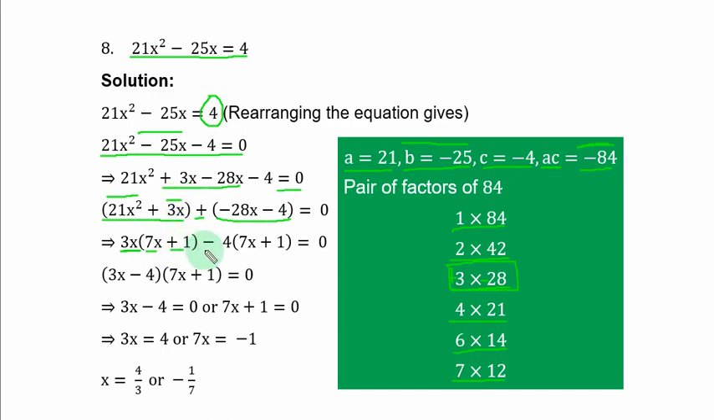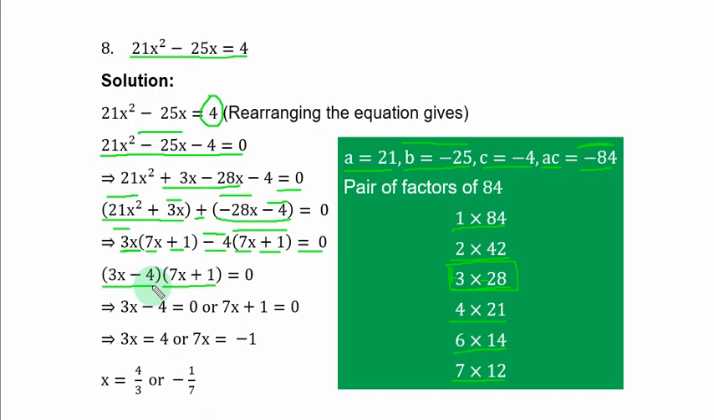From the second group, minus 4 is common. You divide minus 28s by minus 4, you have 7s. You divide minus 4 by minus 4, you have plus 1, because when you divide a negative number by a negative number, the result is positive. Everything equal to 0. Clearly, 7s plus 1 is common. You factor it out, and it follows that 3s minus 4 is common. That forms the first group.